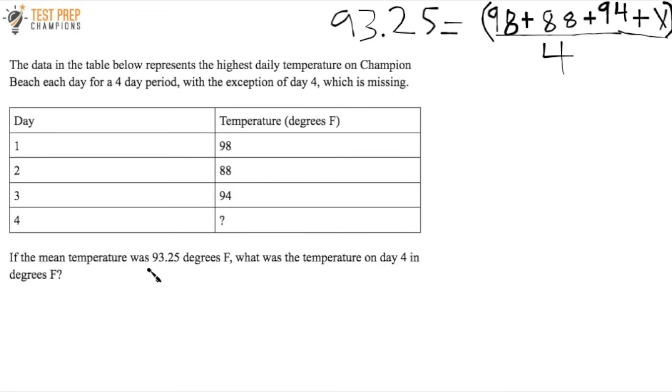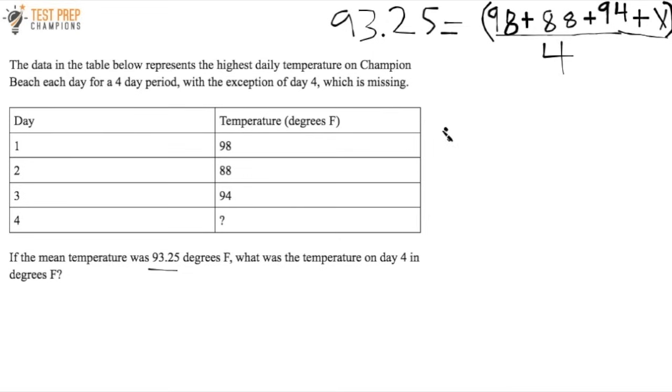All I did was take the mean temperature, 93.25, and set it equal to the sum of all the numbers in the data set divided by 4. We did 98 plus 88 plus 94. We don't know what day 4 is, so I put an x here. All we're trying to do is solve for x.